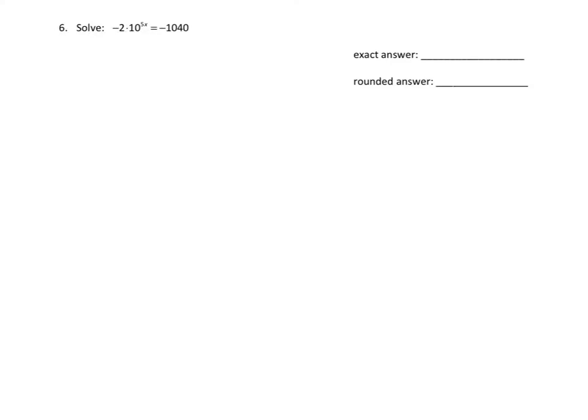This next example is an exponential equation, and I'm going to solve it by converting it to logarithmic form. First, before I do that, I need to get the exponential part by itself, so the 10 to the 5x needs to be all by itself before I want to change it to log form. So I need to get rid of that -2. So I have to start by dividing both sides by -2. And I get 10 to the 5x is equal to 520.